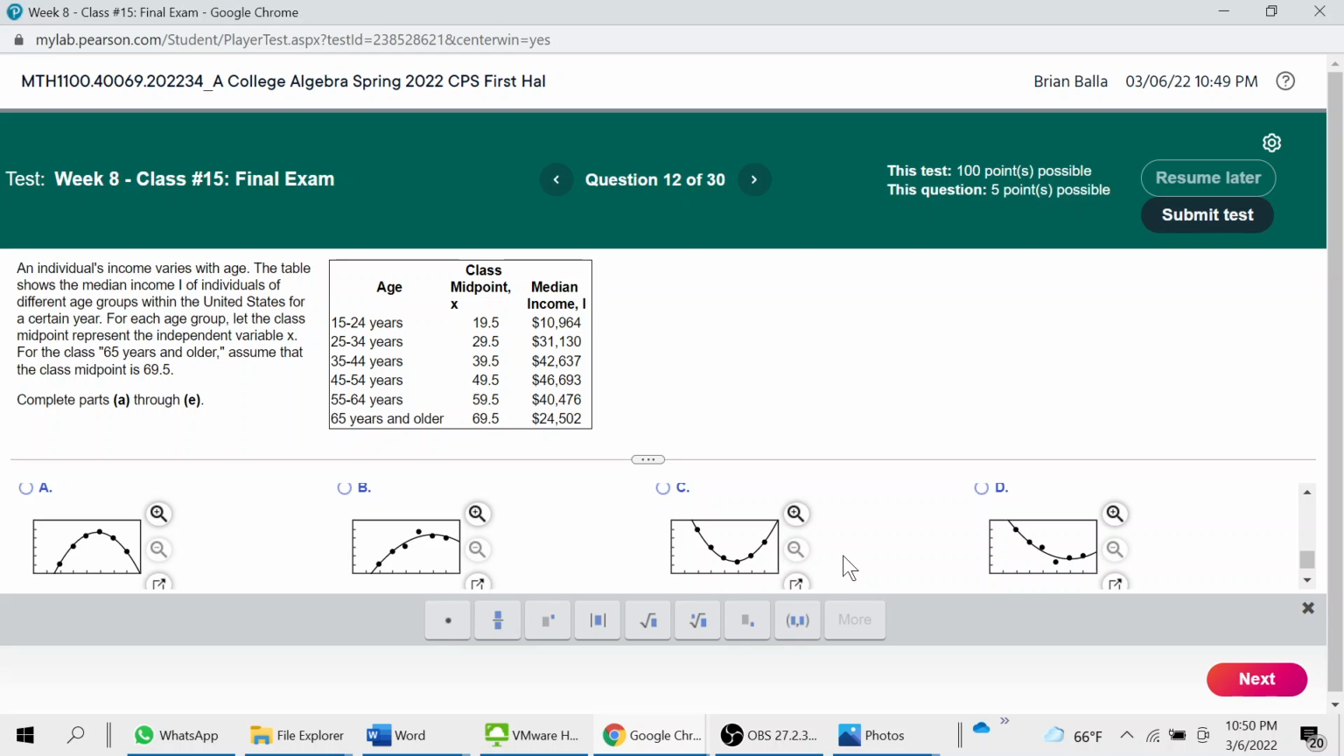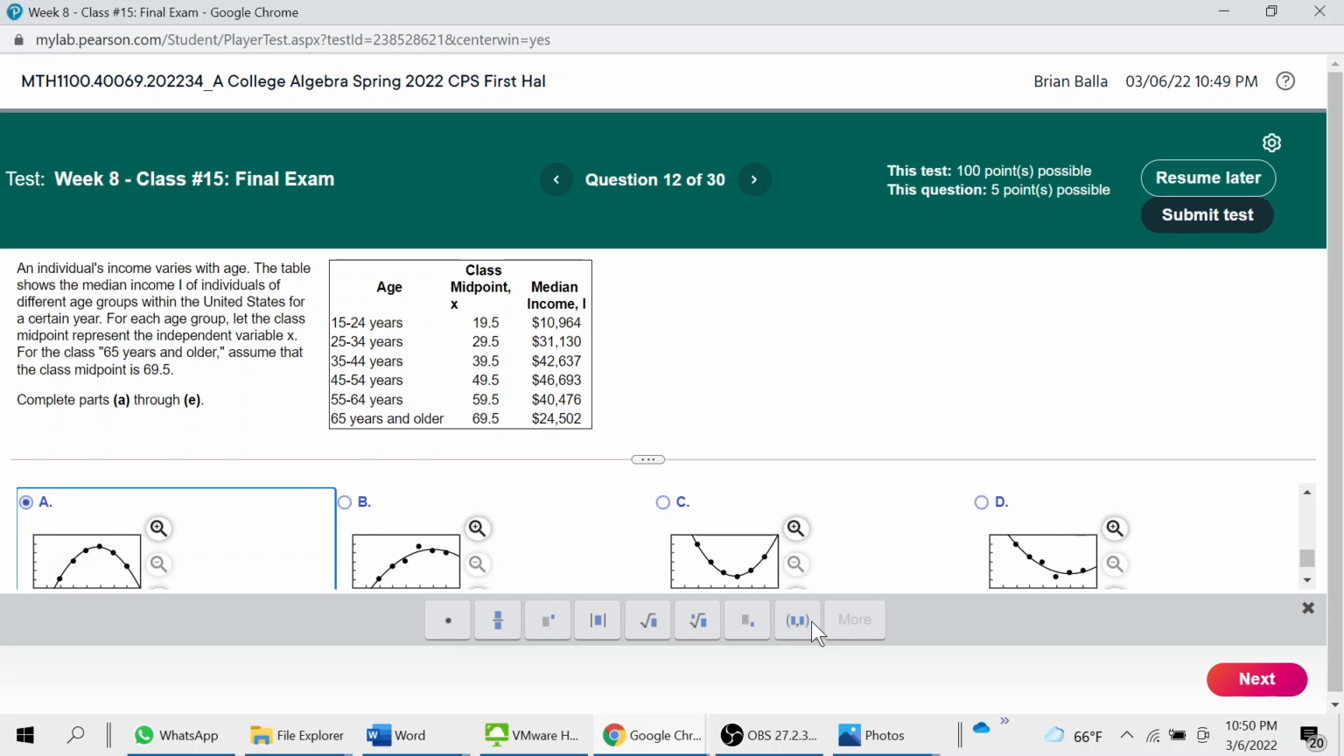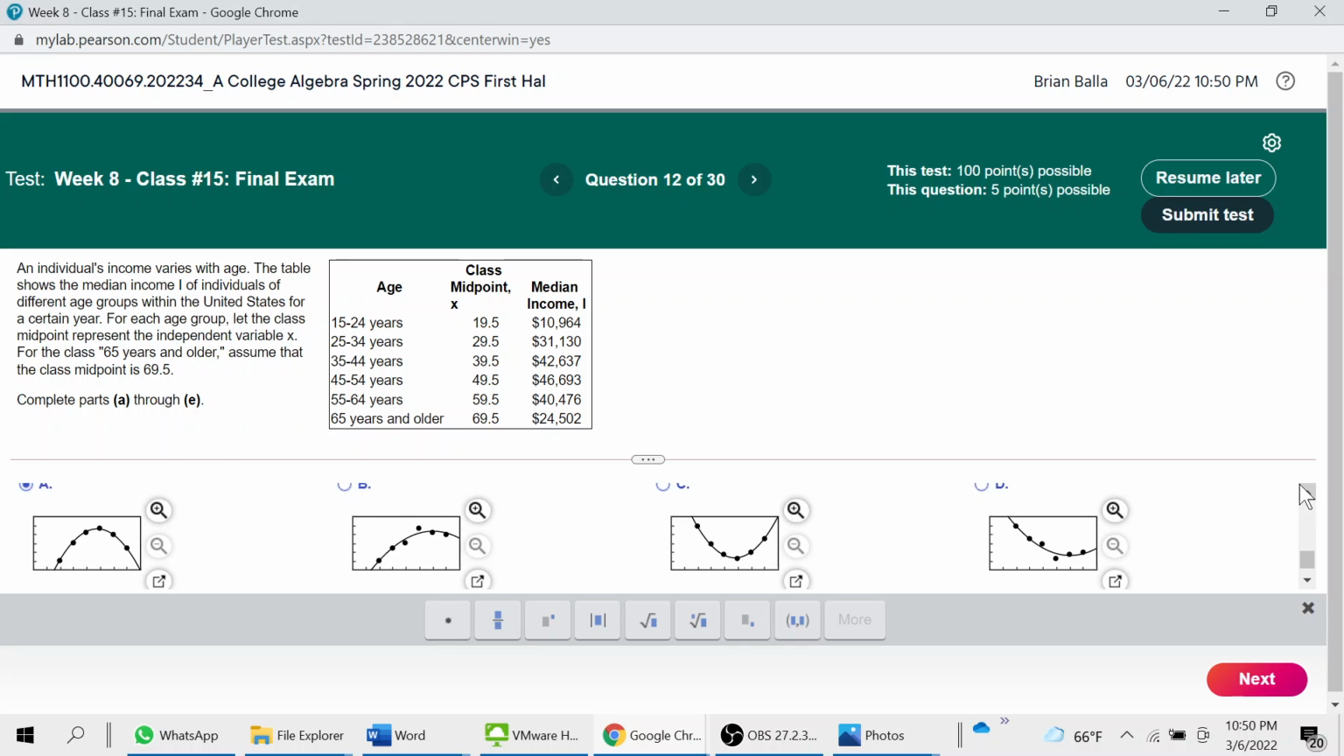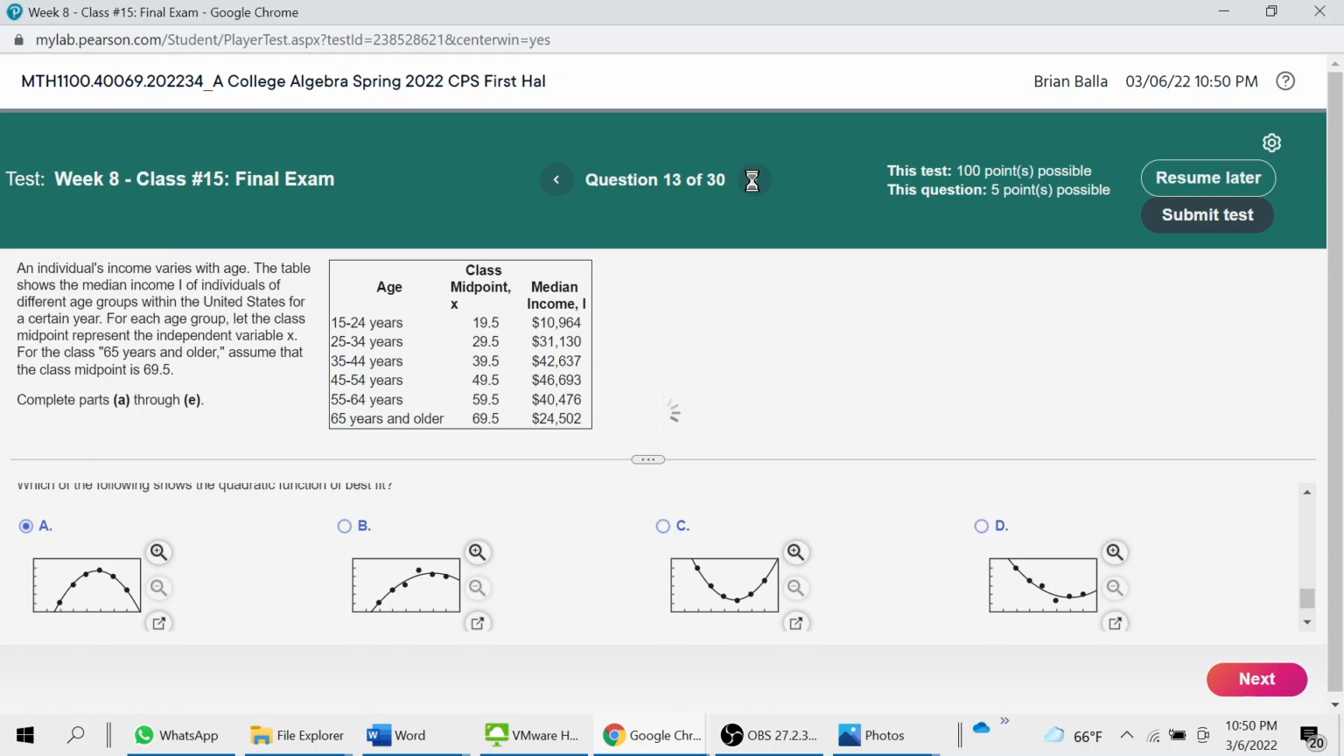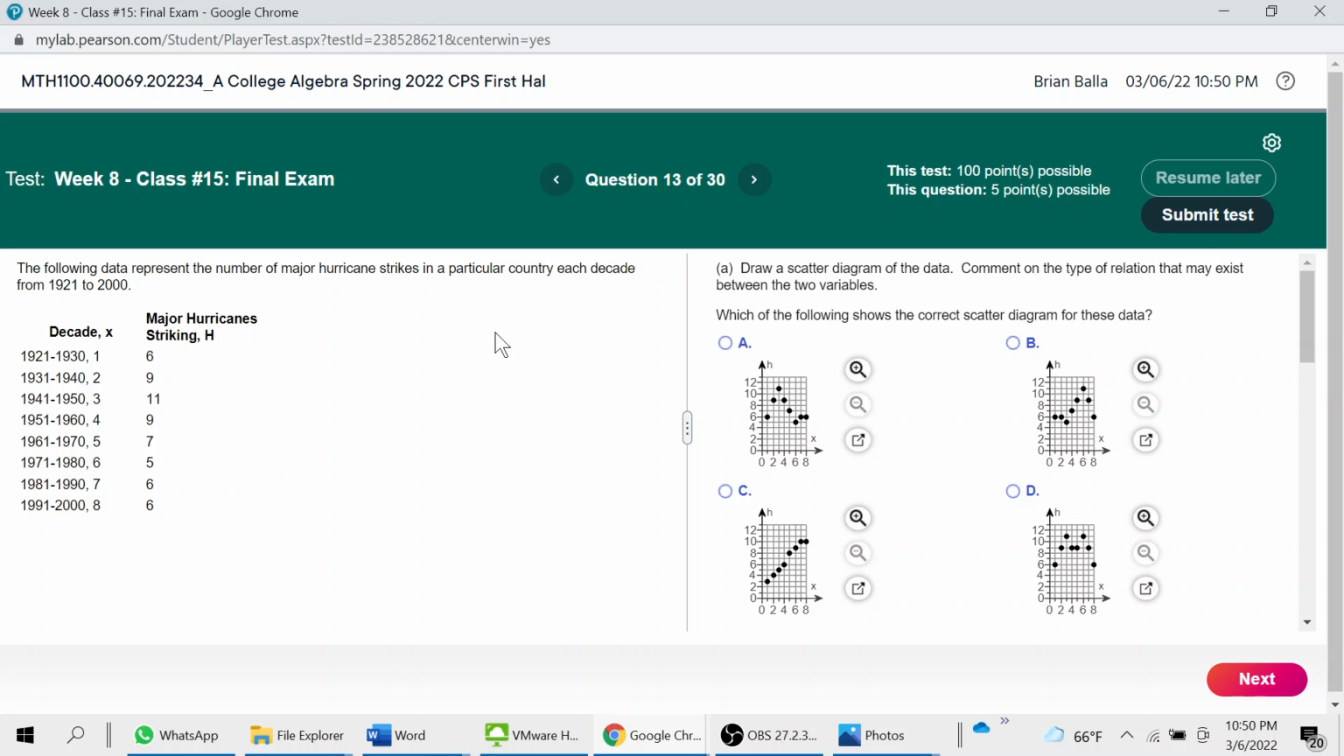Interesting. A seems to match closely. Alright, let me see here. Okay, that was a doozy for a problem. Let's see here. Draw a scatter plot of data: 6, 9, 11, 9, 7, 5, 6, 6. Okay, A seems to be correct. Let me just double check the others. No. 6, 9, 11, 9, 7. No. Okay, so A is correct.